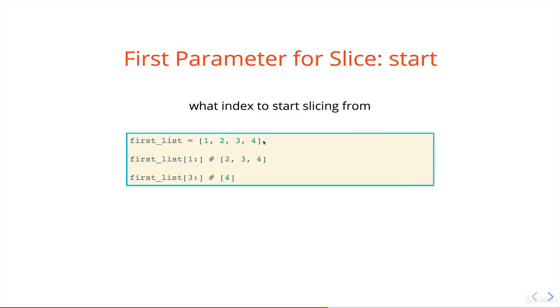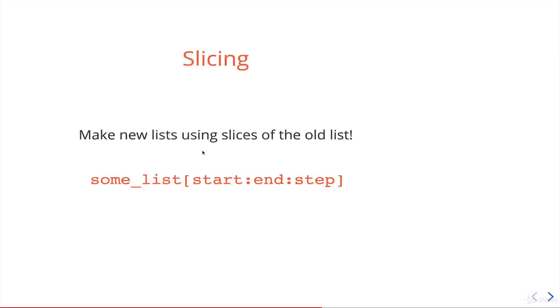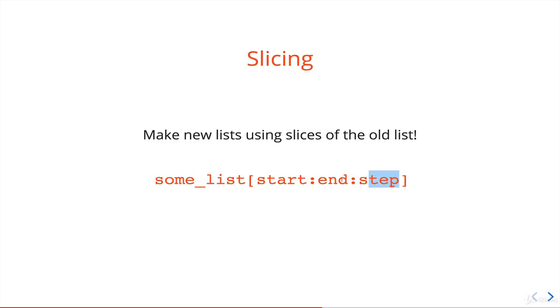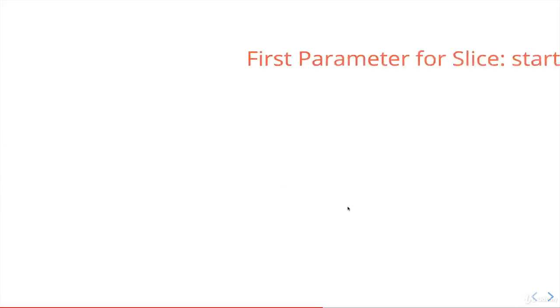We have 1, 2, 3, 4 stored in a list as first list. And the first thing I'll point out is that we have to add this colon afterwards, because if I just did first list of 1, it's going to give me the item at index 1, which is 2. So in order to tell Python we're slicing, we have to include at least 1 colon. So even if we're only using the start and we're not including end and step, you need to at least have a colon. And the same goes later once we learn we don't have to include a start and we can just do an end. We have to include a colon before.